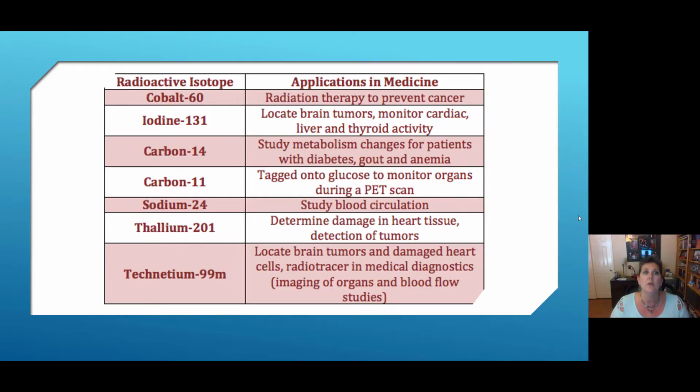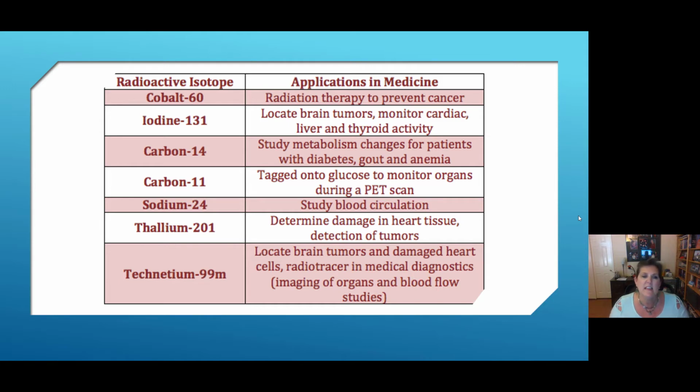Here's another table with some uses. Cobalt-60 can be radiation therapy to prevent cancer. Iodine-131 can locate brain tumors, monitor cardiac, liver, and thyroid activity. Carbon-14 studies metabolism changes for patients with diabetes, gout, and anemia. Carbon-11, you can tag it onto glucose to monitor organs during a PET scan. Sodium-24 is used to study blood circulation. Thallium-201 can be used to determine damage in heart tissue and detect tumors.